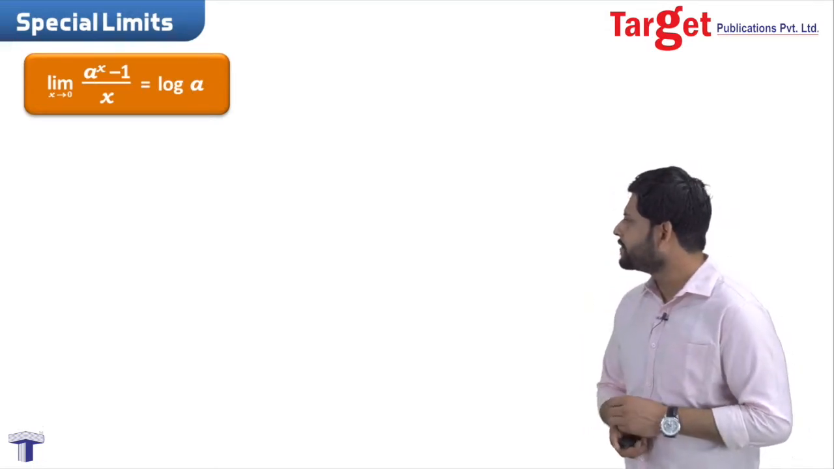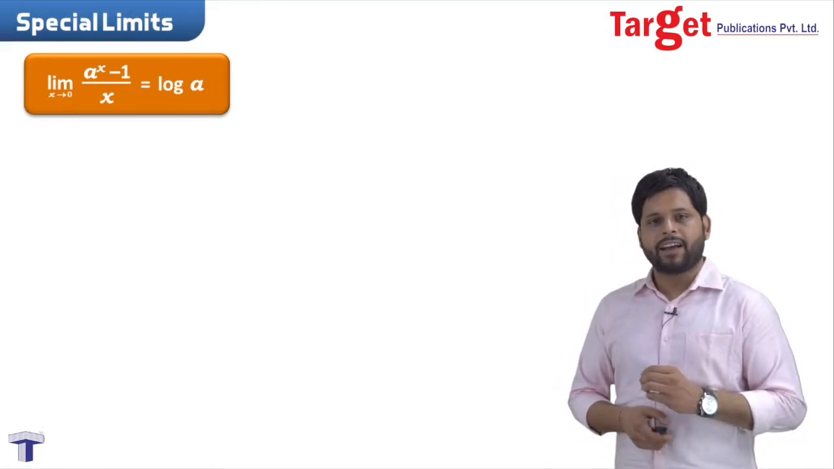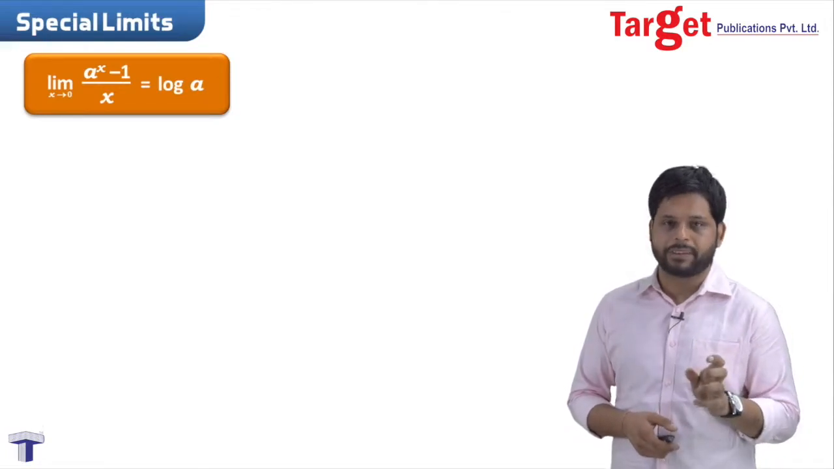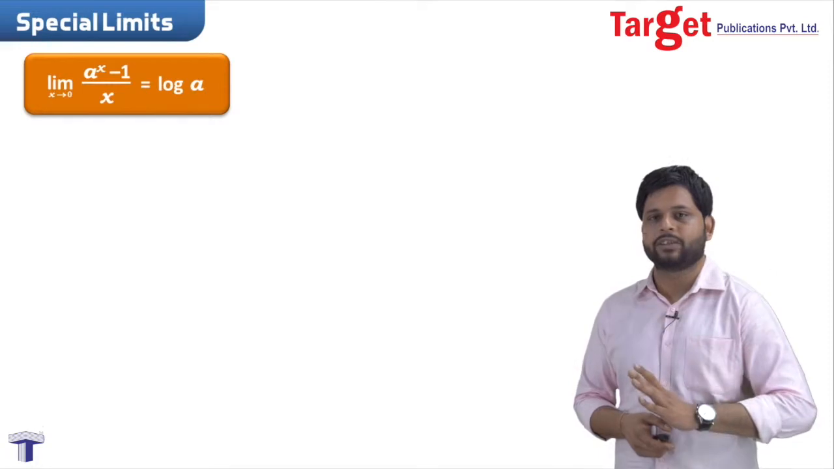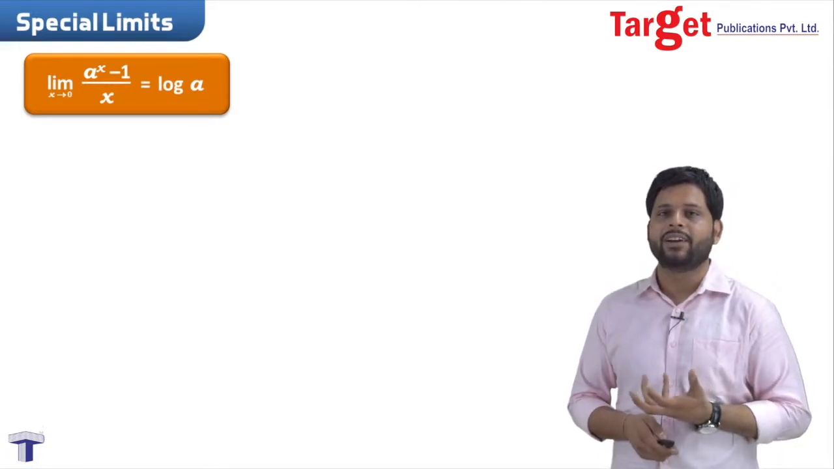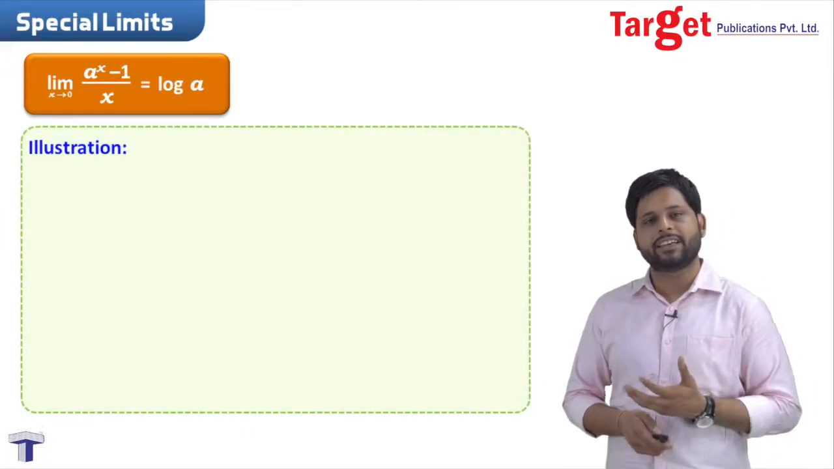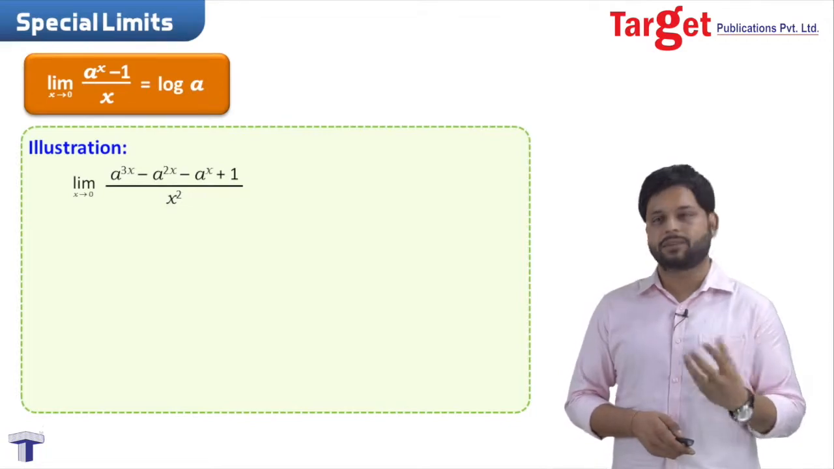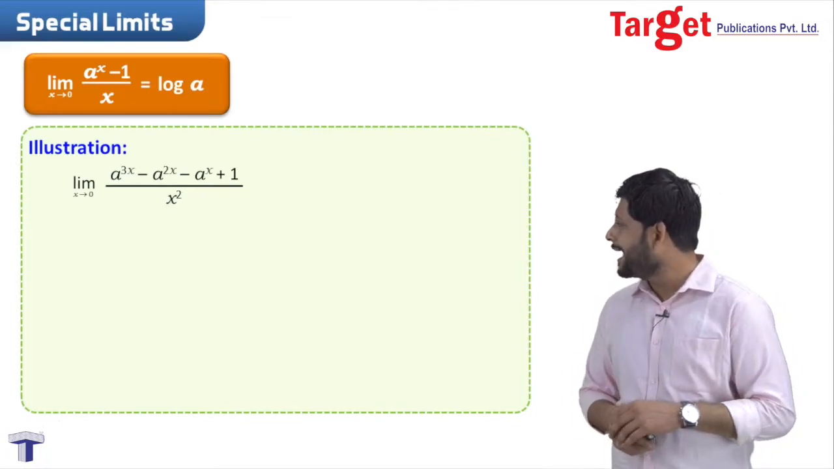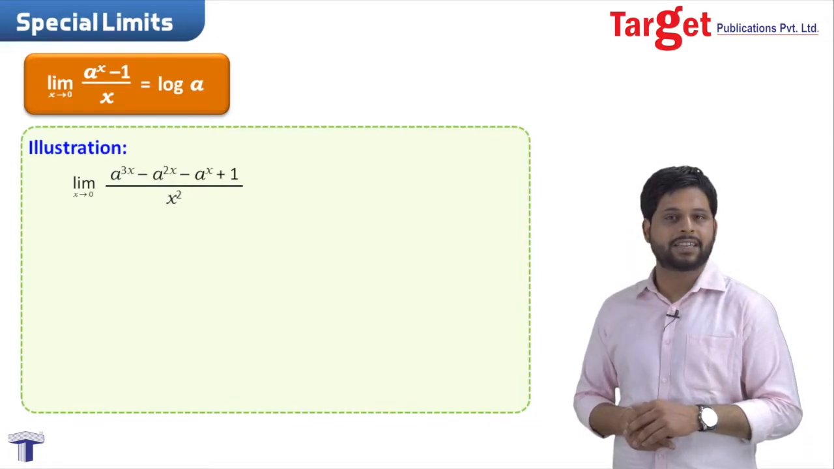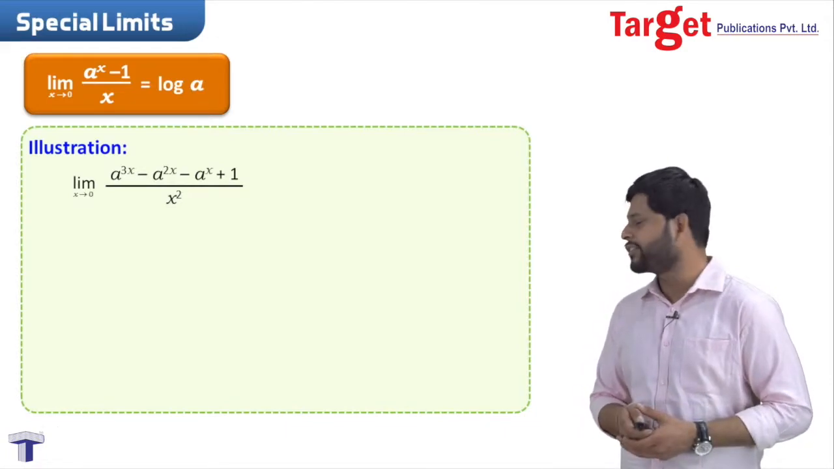The second, if we see, that is the (a to the power x minus 1) upon x limit. Again, these are the fixed limits, that is limit x approaching 0 in all such cases. The answer to this will be equivalent to log a. Okay, so again I'm taking an illustration to make you understand the concept. There is this question we are taking: (a to the power 3x minus a to the power 2x minus a to the power x plus 1) upon x square.